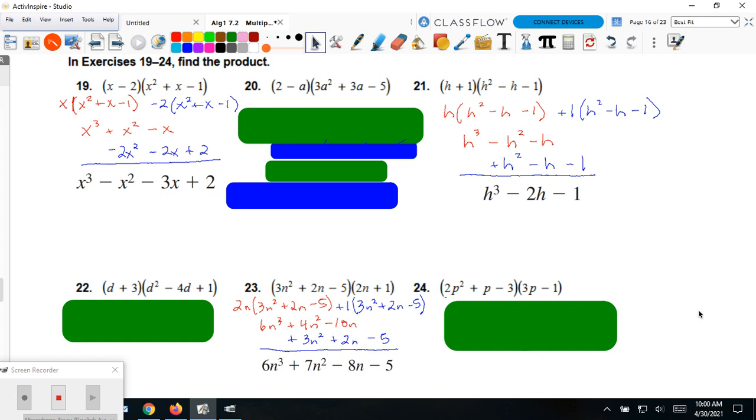All right, so go ahead and pause the video now. You should be able to understand how to do this. Try 20, 22, and 24 on your own and see if you can do these correctly, and then play the video to check your answer.